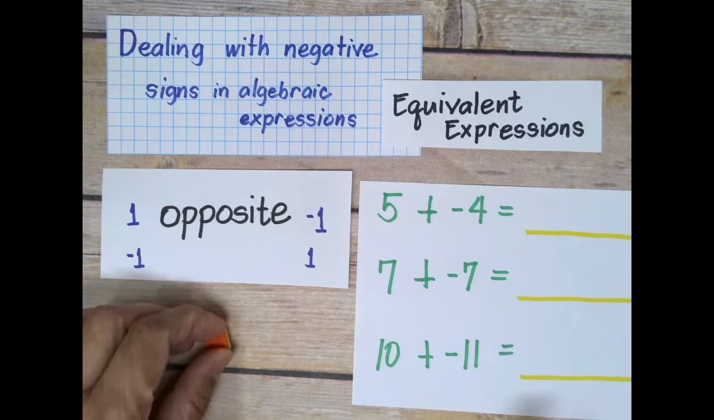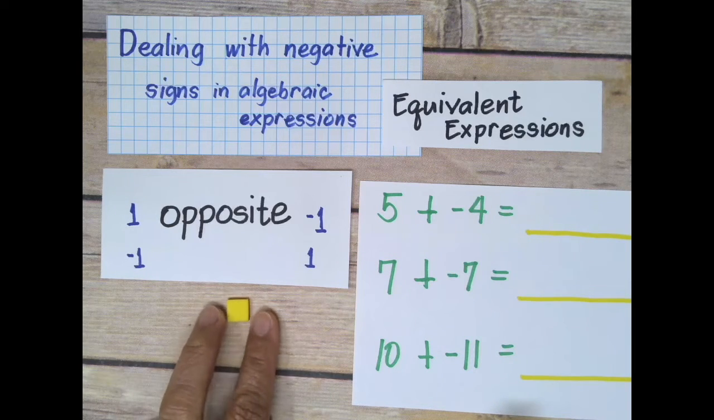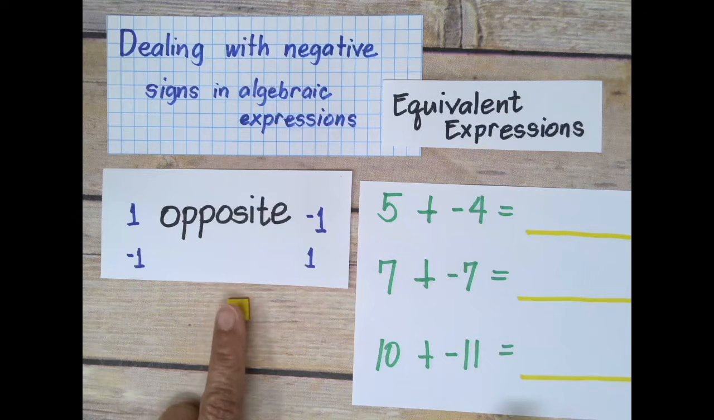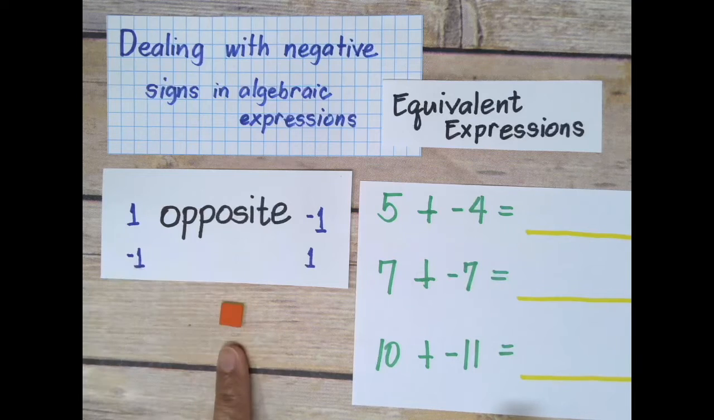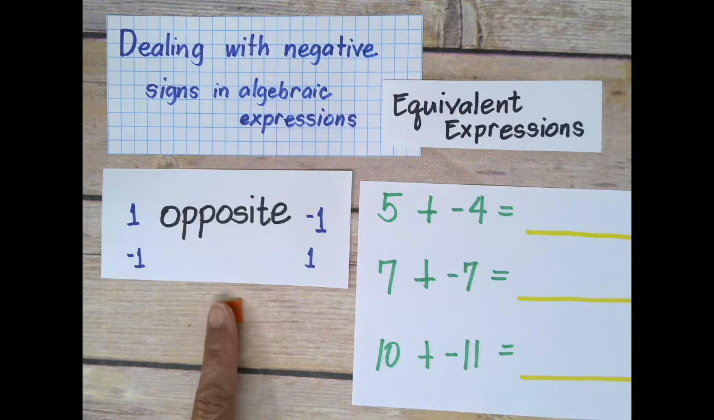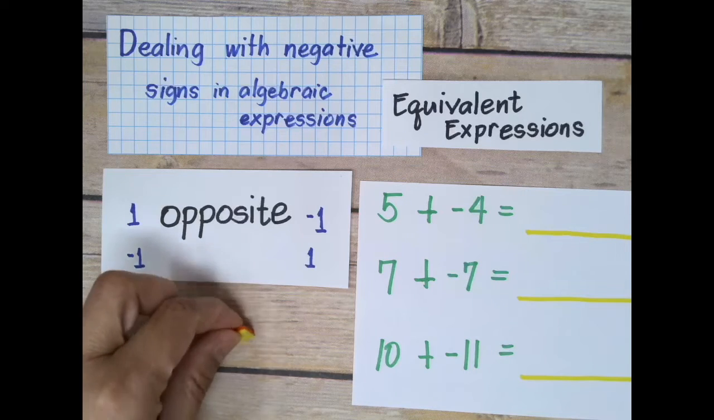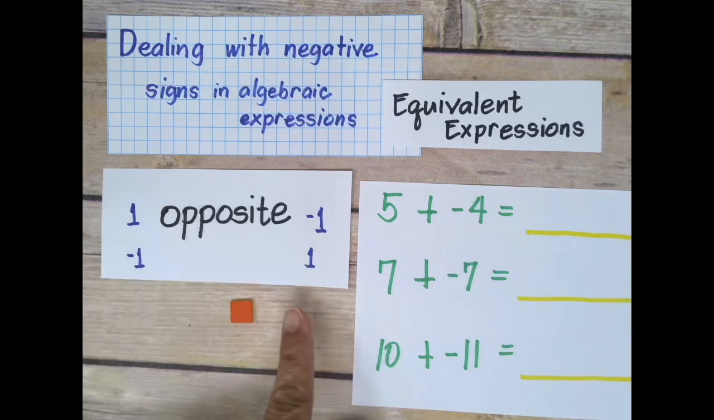So say, for example, we take this square that represents positive 1. This yellow square, there's only 1, so that's positive 1. But if you flip this, it becomes negative 1. So the orange side represents negative 1, but still just one square. One side is yellow, which is positive 1, and the other side represents negative 1. So we see that 1 and negative 1 here actually are opposites.